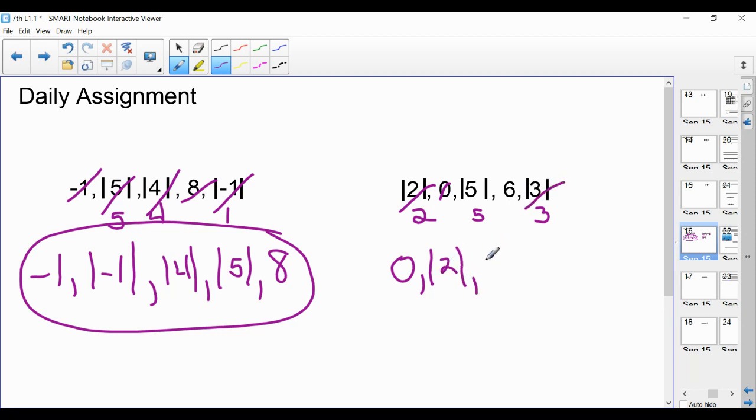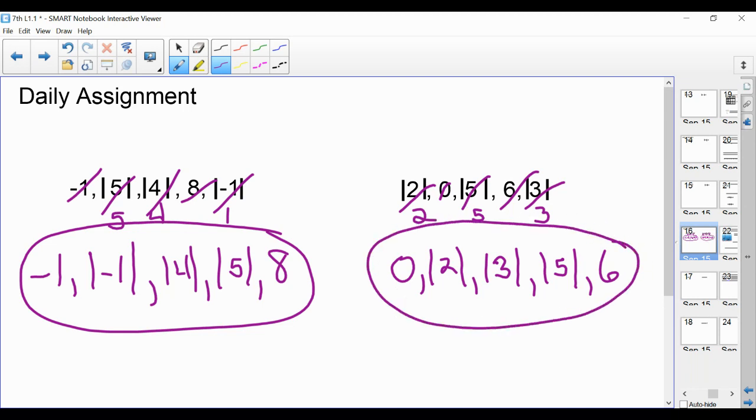Then we have our 3. Again, absolute value of 3. Let's fix that. Okay, absolute value of 3. And then we have 5. So we're going to do the absolute value of 5. And then our last number is 6. So that's the answer for the second one.